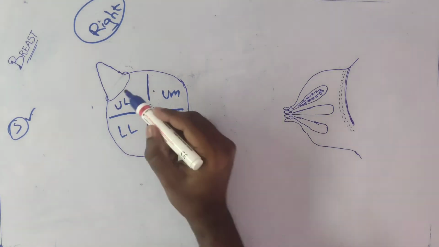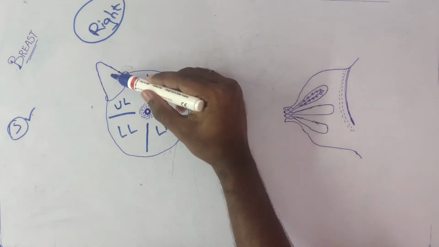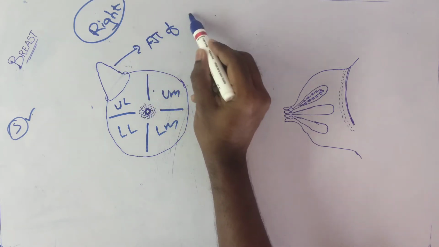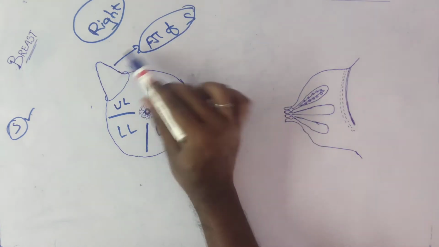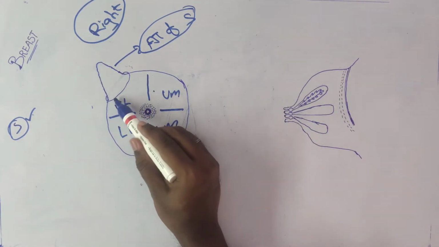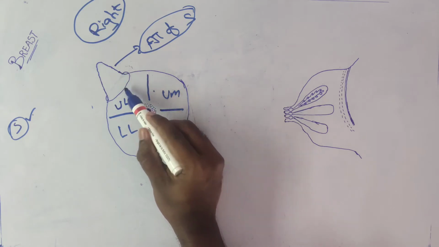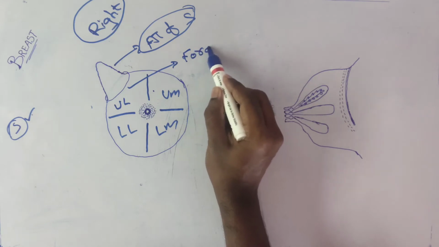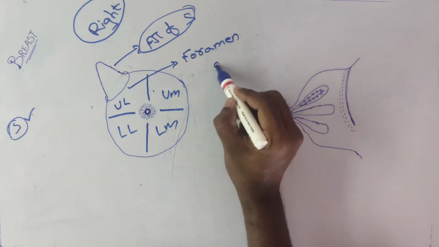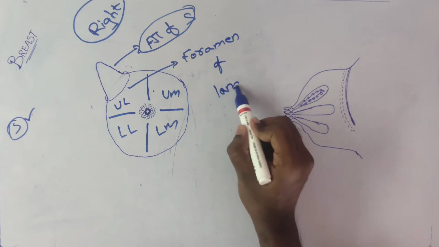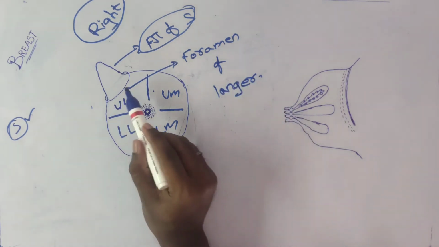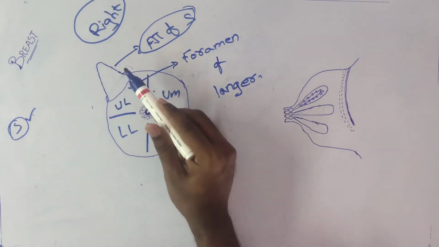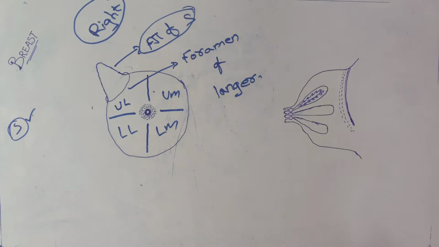Next, coming to the point, this one is called the axillary tail of Spence. And the opening where the axillary tail comes out is called the opening of Langer, or foramen. Foramen means hole. Foramen of Langer. This is called the axillary tail of Spence, and the opening where the axillary tail of Spence comes out is called the foramen of Langer.